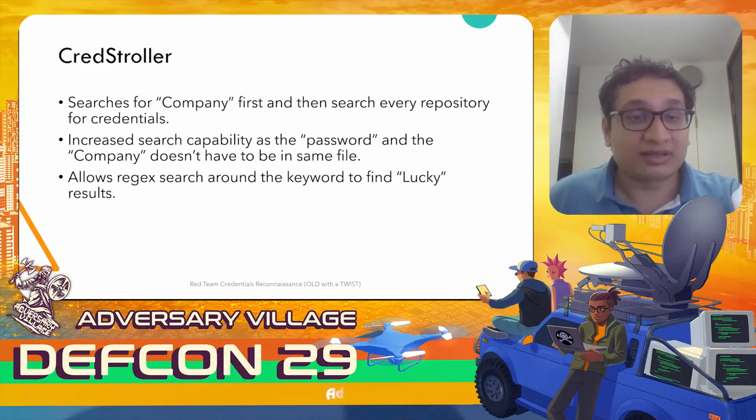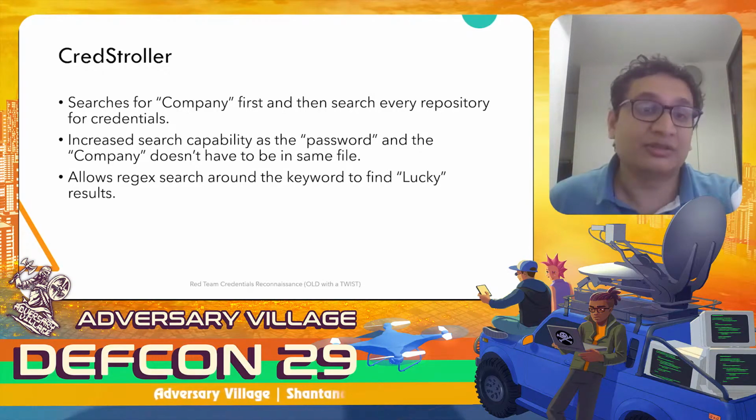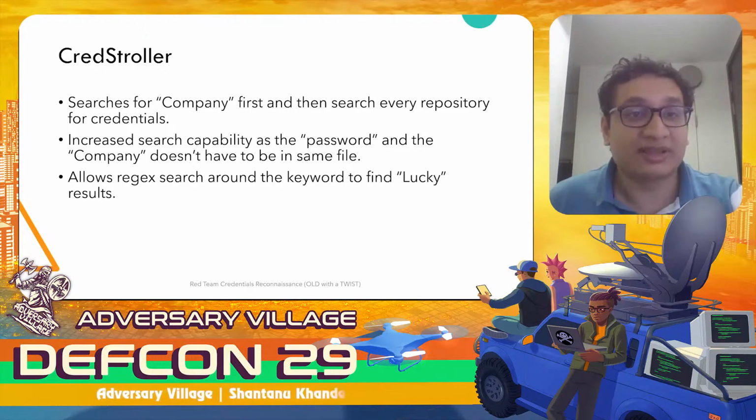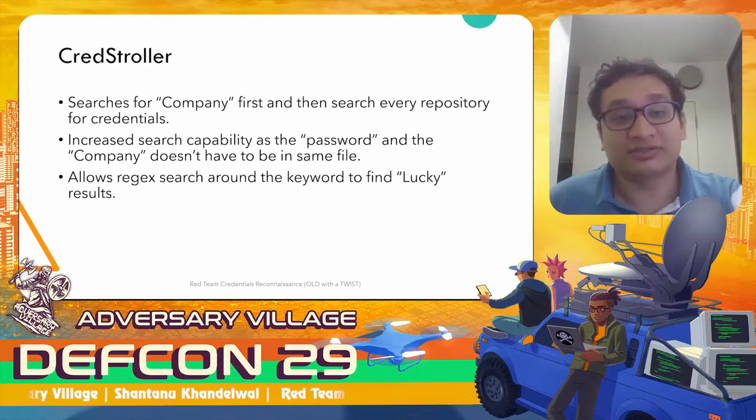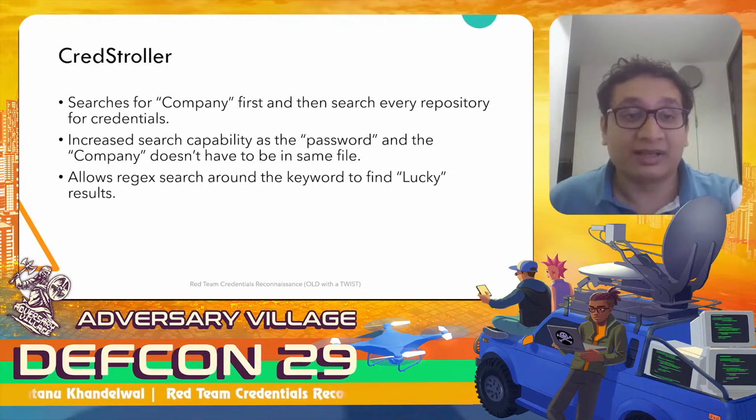So CredStroller searches for the company name first, and then after the search completes, it will go inside each of the repositories which mention the company name, and then it will try to search for the password inside that repository. CredStroller also allows you to do a regex search. The regex search results are referred to as lucky results.